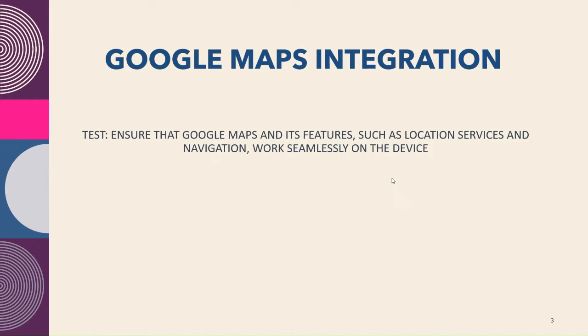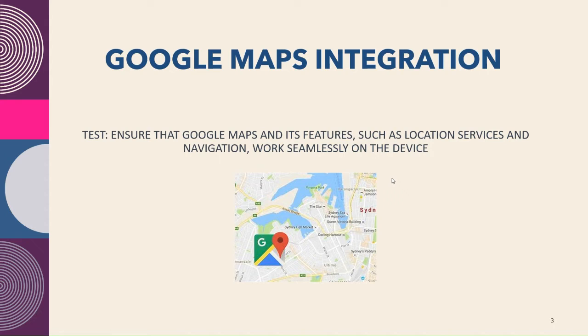The next type is Google Maps integration. Under this we write test cases which ensure that Google Maps and its features such as location services and navigation work seamlessly on the device. For example, if location data is inaccurate or navigation fails, Google may issue updates to the Google Maps app or the Google Play Services framework to address such issues. So to ensure everything is working fine, we include such test cases under Google Maps integration.